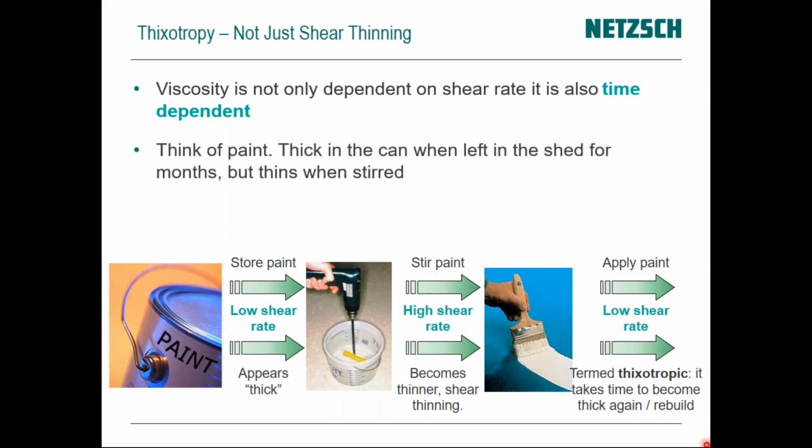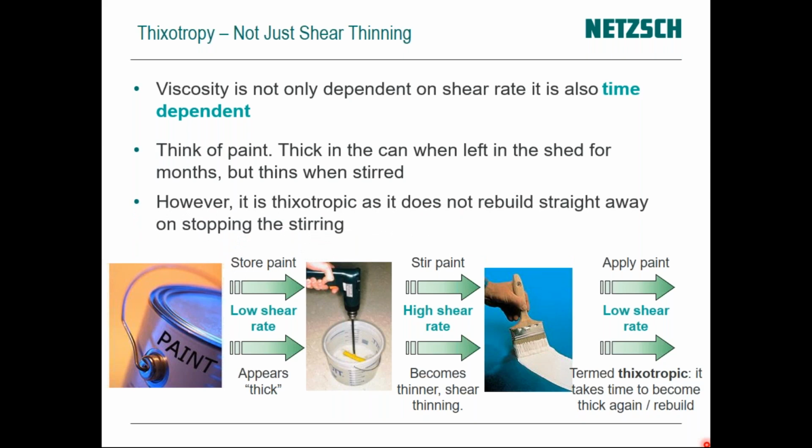So here's a paint. We take it from the shelf, and we see it's somewhat gel-like. We're shearing it here with a mixing blade on a drill gun, and now it's a low viscosity liquid, and we can paint it.